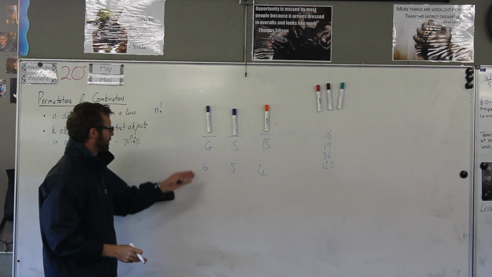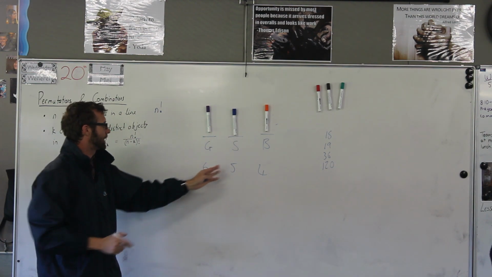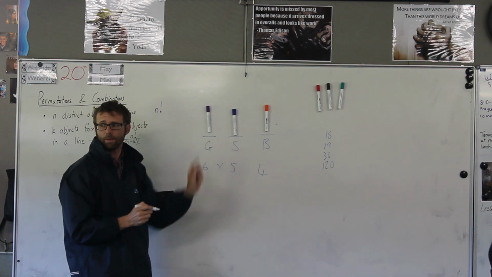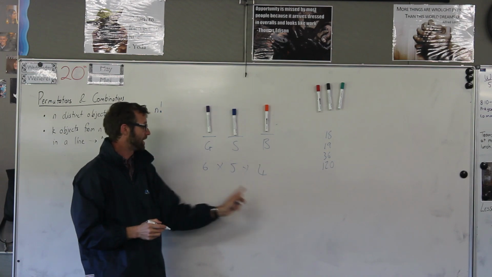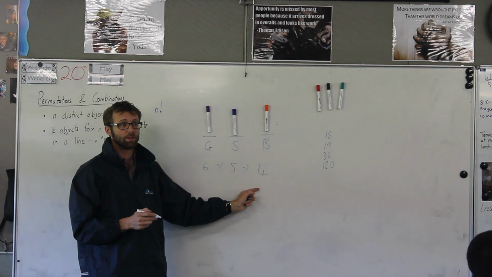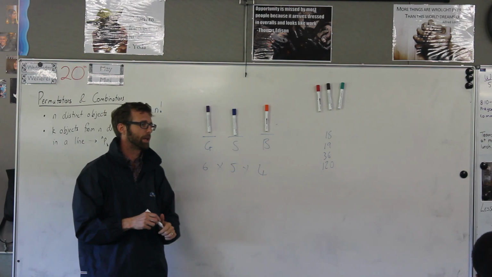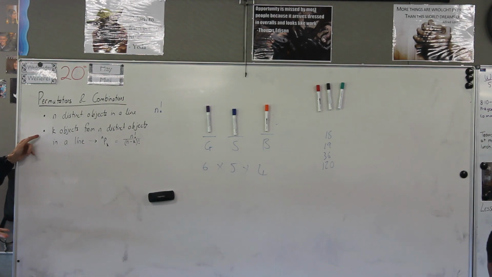So I've got 6 options to choose for my first one. Once I've chosen that, I've got another 5 options to choose for my silver. And once I've chosen my silver, I've got 4 options left to choose from for my bronze. 6 times 5, 30, times 4, 120.